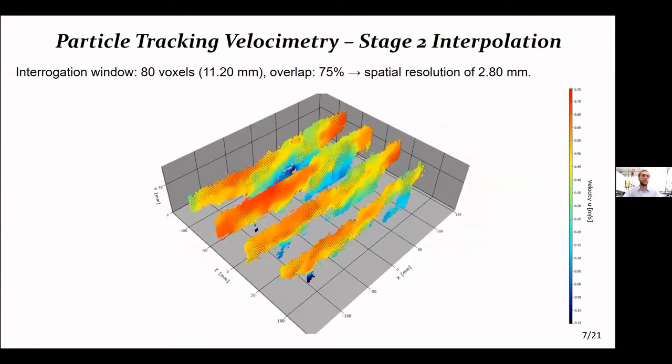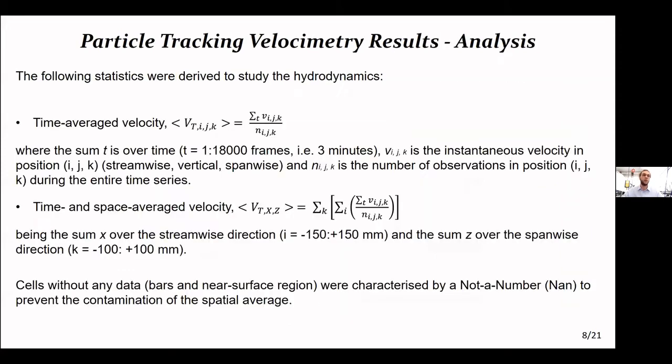From this file, the instantaneous values were then averaged in two ways. First, the time average velocities were calculated. These were obtained from the sum of instantaneous values in a single cell over the entire time series, divided by the number of observations in that same cell. As said, the time average was computed over 3 minutes.